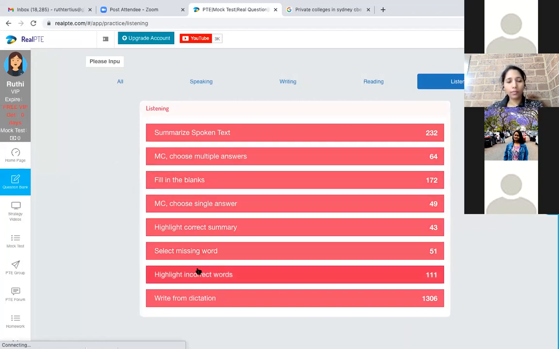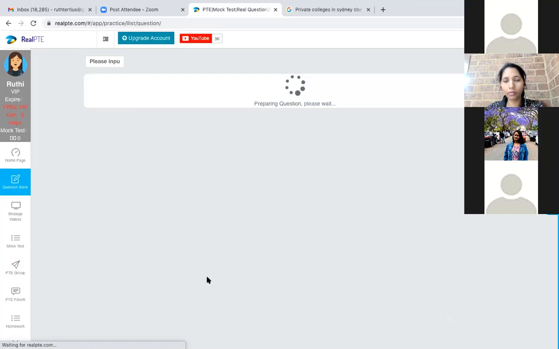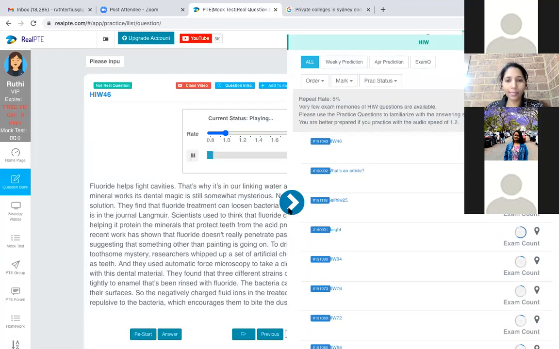So we can do highlight incorrect words next, and then followed by fill in the blanks. So Sajan, we are starting off with highlight incorrect words. You can post the answer in the chat and then join us. Is that okay with you? Yeah, yeah. Okay, thanks.